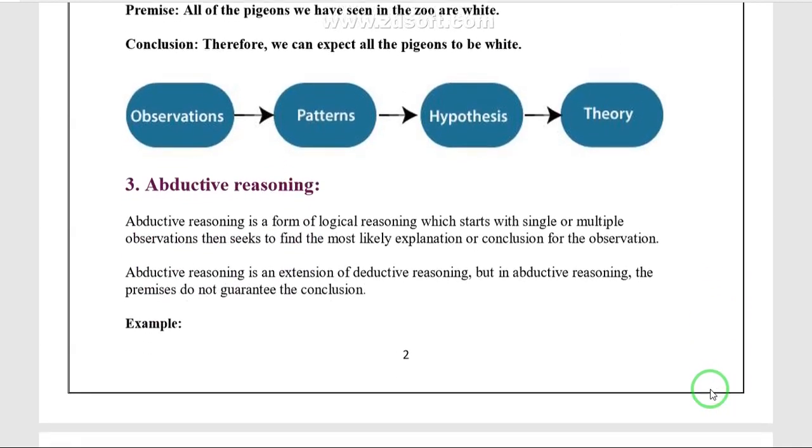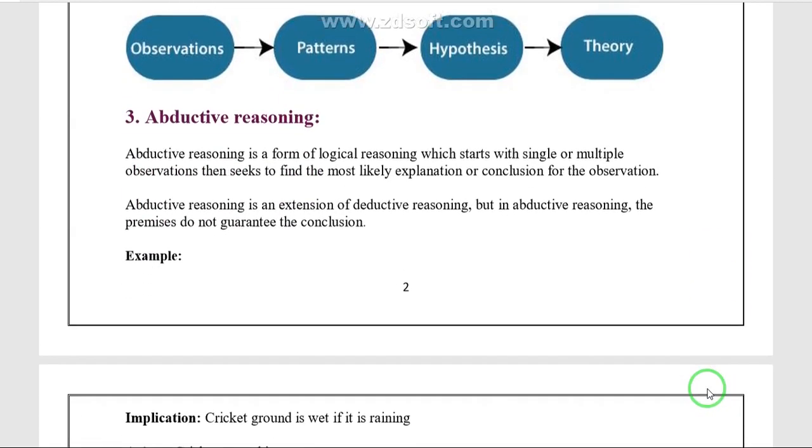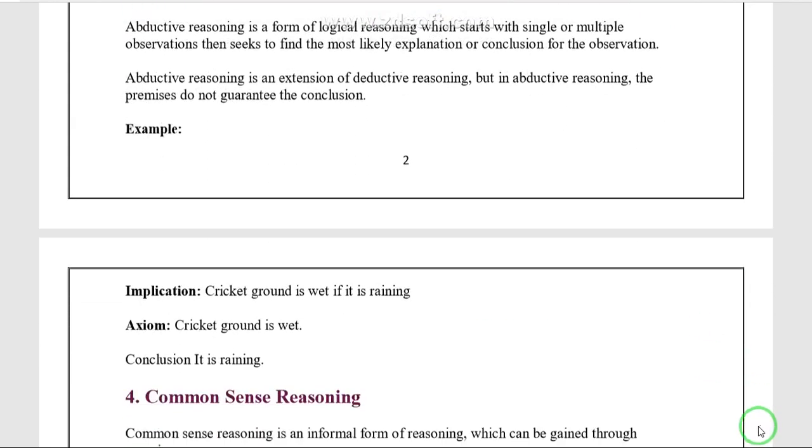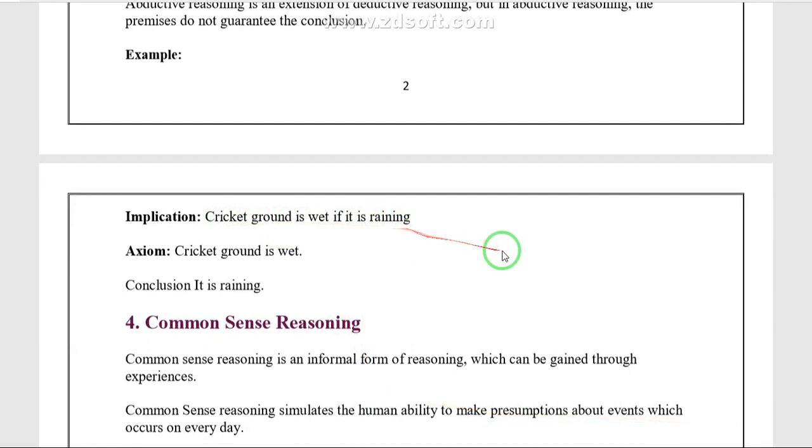Now we are entering into the third reasoning, that is abductive reasoning. We previously discussed deductive reasoning and inductive reasoning. In abductive reasoning, only one observation is taken, and with the help of the premises we conclude the statement. We must start with single or multiple observations, and only then can we conclude the statement. The example: the cricket ground is wet if it is raining.